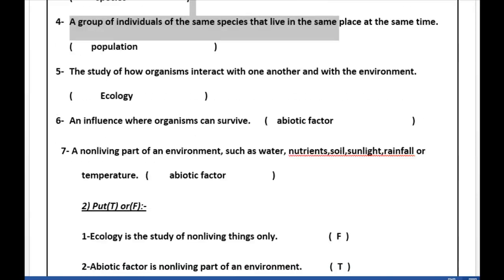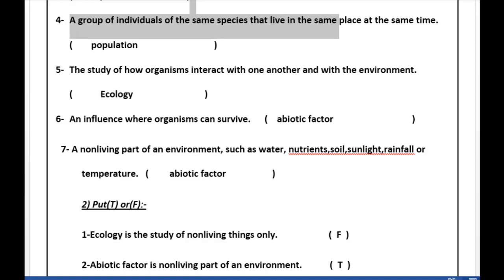The study of how organisms interact with one another and within the environment. It will be ecology. An influence where organisms can survive: biotic factor or abiotic factor? Abiotic factor. A non-living part of the environment, such as water, soil, sunlight, it will be abiotic factor.